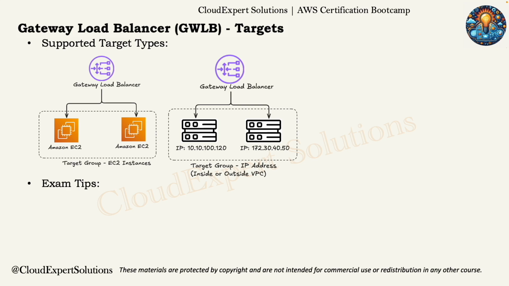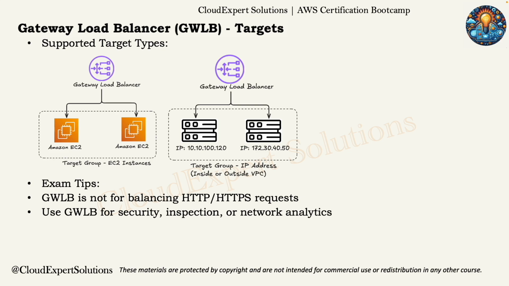For the AWS Certified Solutions Architect Associate exam, please remember Gateway Load Balancer is not for balancing HTTP or HTTPS requests. You should use Gateway Load Balancer only for security inspection or network analysis, not for any content routing. And please remember GENEVE protocol and port 6081, because these are the two terms which you are very likely to see during your certification exam.